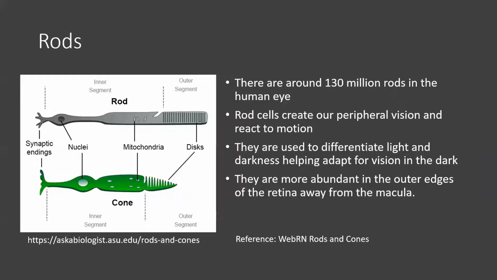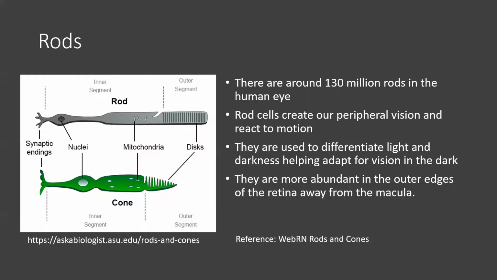So the rods, there are 130 million rods in the human eye, and rod cells are extremely important in creating our peripheral vision, and they are very good at reacting to motion. They are used to differentiate light and darkness, and so they're important for changing to night vision and help our eyes adjust when it gets darker or brighter.